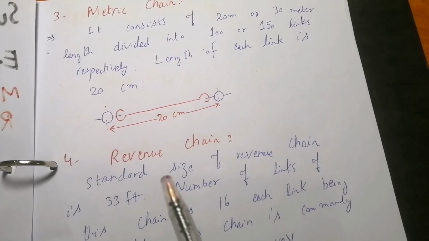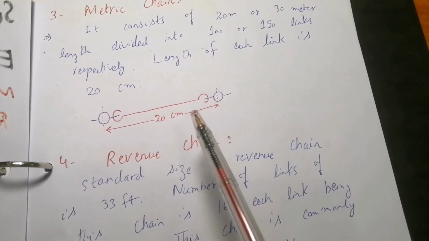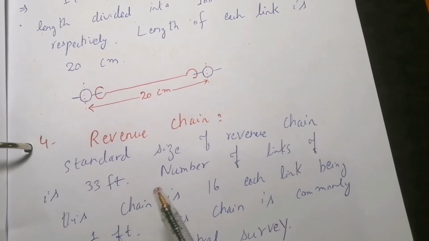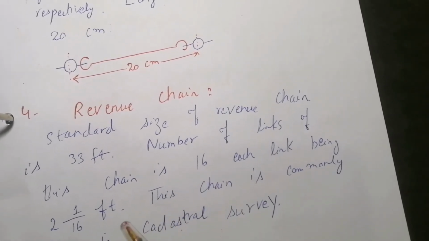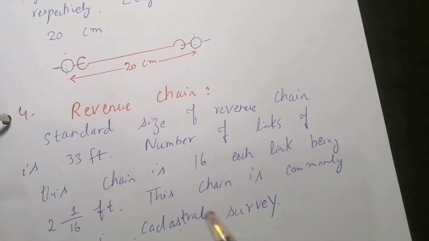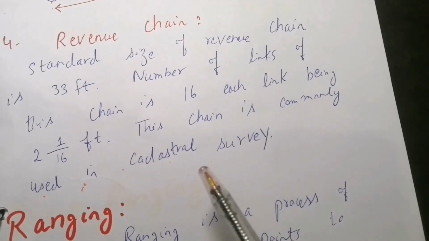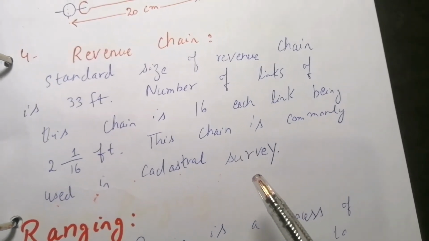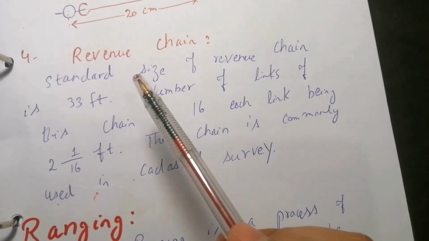So the fourth chain is the revenue chain. You will see these chains in the practical demonstration, don't worry about it. The standard size of the revenue chain is 33 feet. The number of links of this chain is 16, each link being 2 into 1 over 16 feet. This chain is commonly used in cadastral survey. The cadastral survey is done to ensure the boundaries of a certain location or area. So the revenue chain is mainly used in cadastral survey.